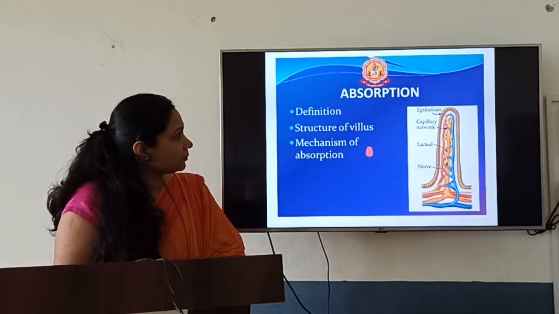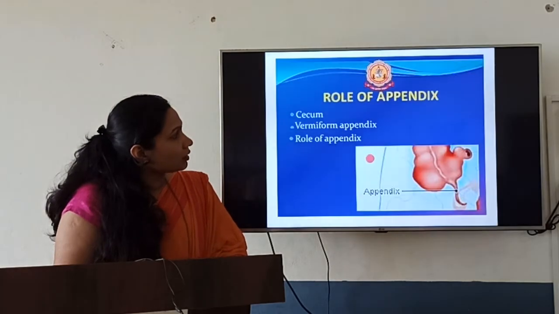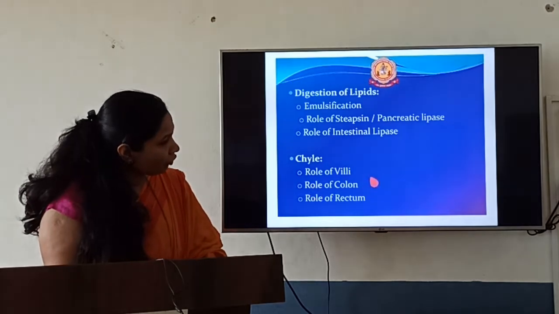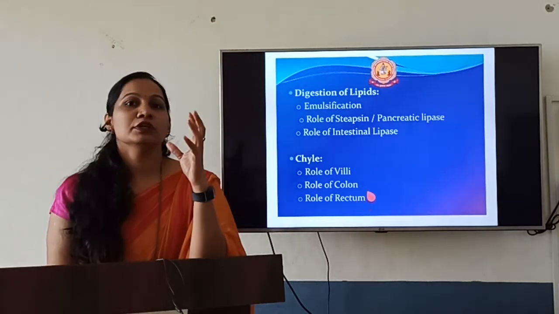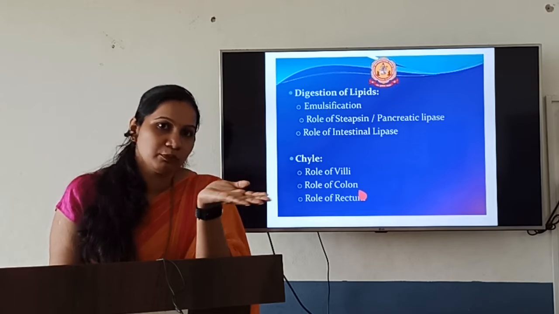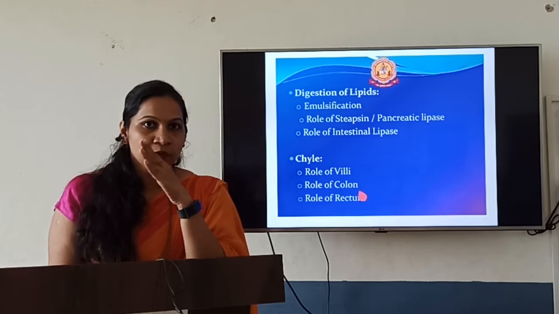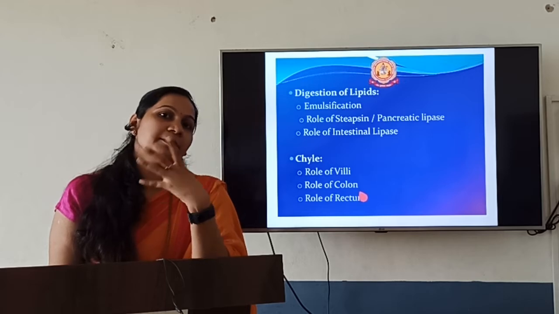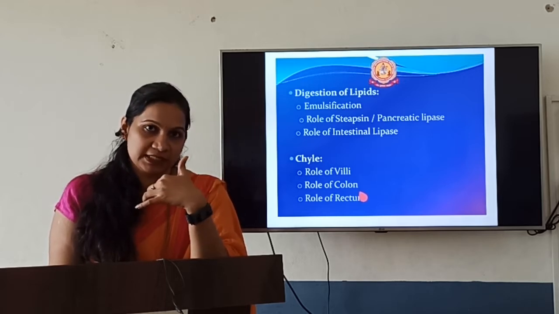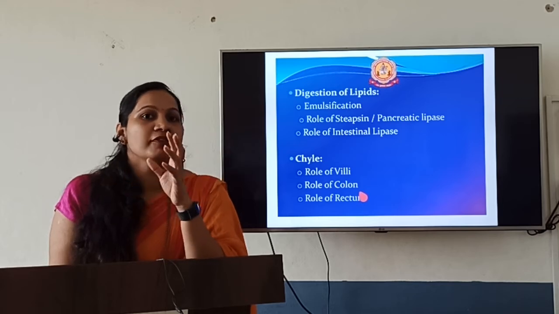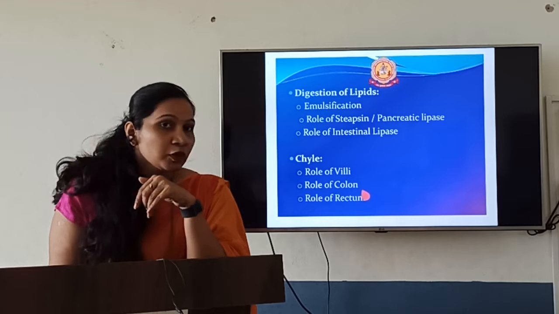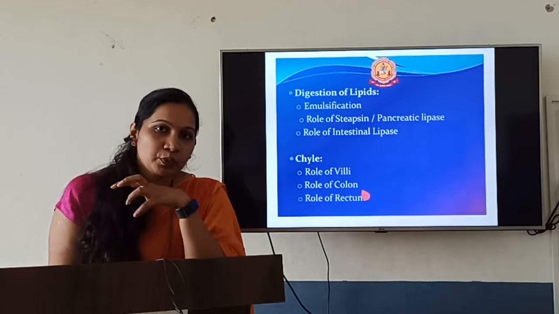Okay, so next, regarding the villus, we have the role of the colon. Whatever digested food comes from the small intestine moves towards the large intestine. In the large intestine, absorption of water from the waste takes place, leading to the formation of stool. It is digestive waste that will be eliminated. That stool will then move towards the rectum.